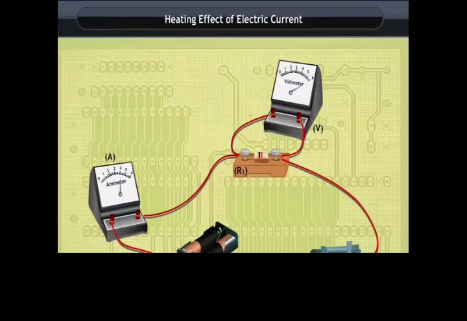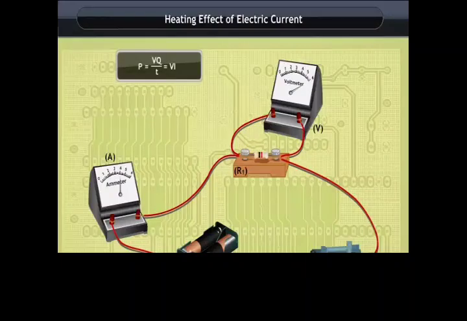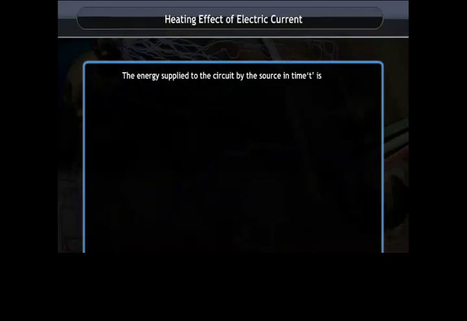Consider a current I flowing through a resistor of resistance R. Let the potential difference across it be V. Let T be the time during which a charge Q flows across. The work done in moving the charge Q through a potential difference V is VQ. Therefore, the source must apply an energy equal to VQ in time T. Hence, the power input to the circuit by the source is P = VQ/T = VI. The energy supplied to the circuit by the source in time T is PT, that is VIT.